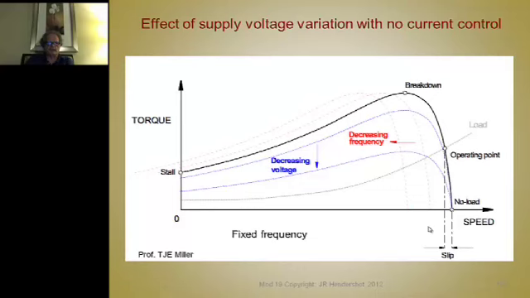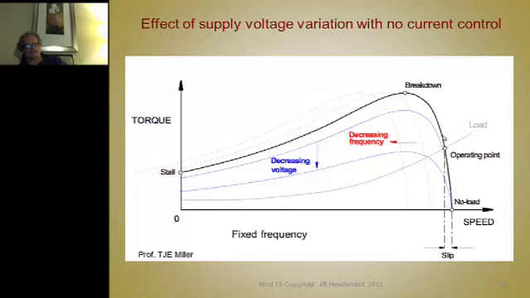Let's just look at the torque speed curve for a moment and see what happens when you adjust the voltage. What happens to the torque speed curve? This black curve is the fundamental torque versus speed curve with some fixed voltage and frequency. So we're going to look at changes in frequency and voltage relative to that one.